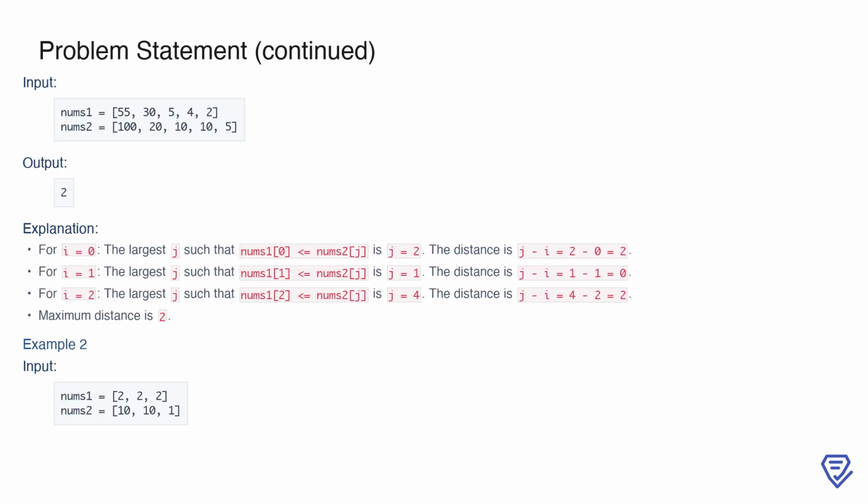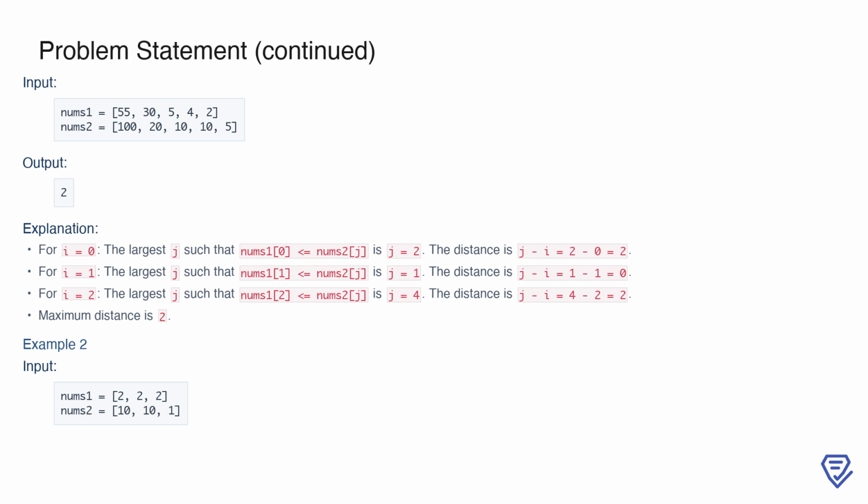In the first example, nums1 is 55, 30, 5, 4, 2, and nums2 is 100, 20, 10, 10, 5. To compute the maximum distance, we iterate over each index i in nums1 and find the largest index j in nums2 such that the value at nums1[i] is less than or equal to the value at nums2[j].